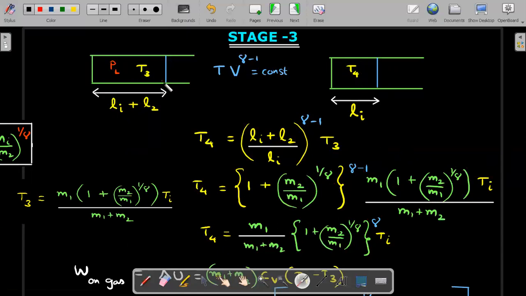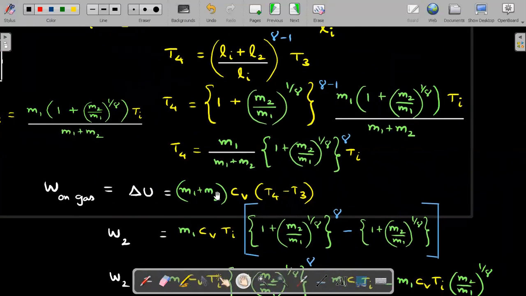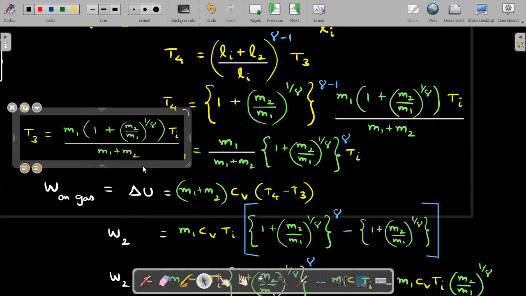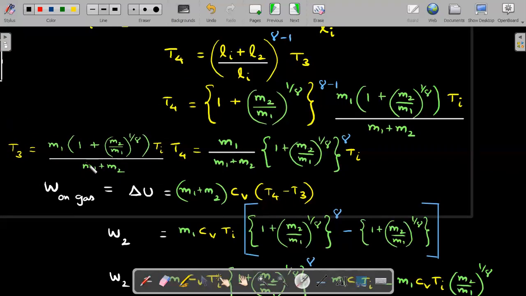Again, the work done on the gas is nothing but delta U, because it is adiabatic in nature, and therefore this time total mass of the gas is undergoing. So M1 plus M2 into CV into T4 minus T3. And what's your T4? T4 is this number, and T3 is borrowed from the previous case. So let me place it here so that you can watch. Okay, so this is your T3 and this is your T4. You have to subtract very carefully here.